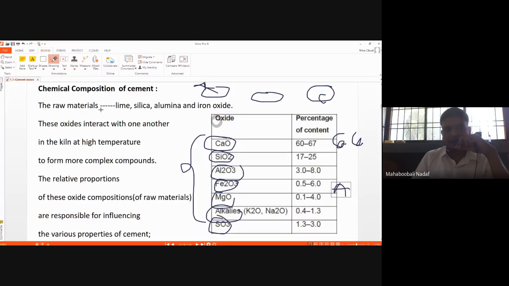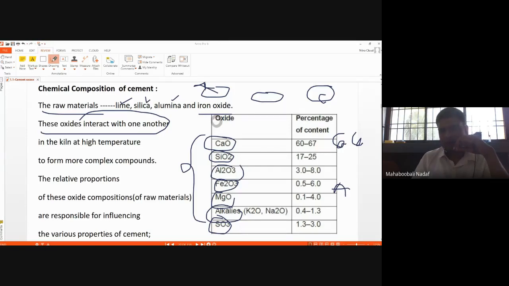See here, the raw materials such as lime, silica, alumina, iron oxide. All these raw materials contain oxides of calcium, silicon, aluminum, and iron. These oxides will interact with one another. In which component of the cement manufacturing plant will all these compounds interact? All these oxides will interact. Can anyone tell me?